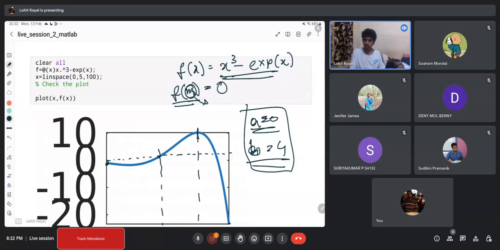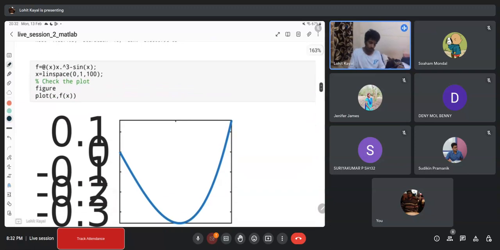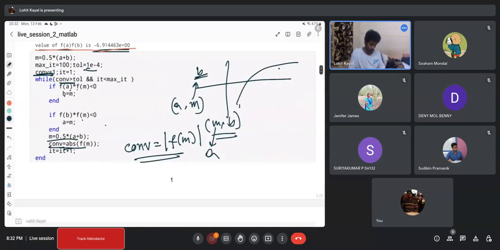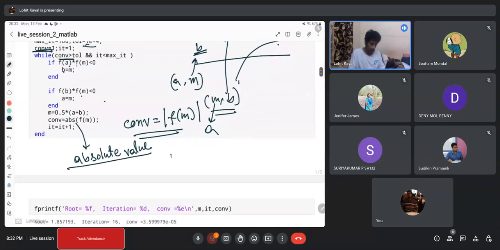And what will be the corresponding error? Absolute error will be modulus of fm. So I am using it as my conv. If this is close to 0 or less than this tol, then I will stop the loop, my while loop. So here I am using conv equal to abs of fm. So this indicates the absolute value. And after that, it equal to it plus 1.